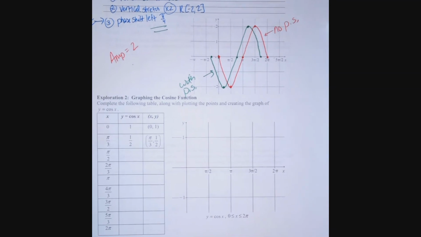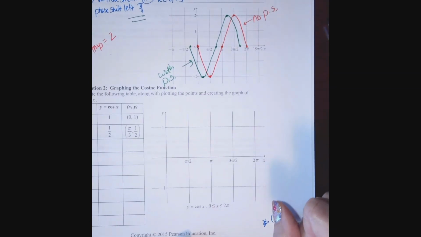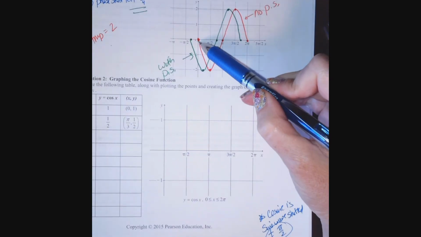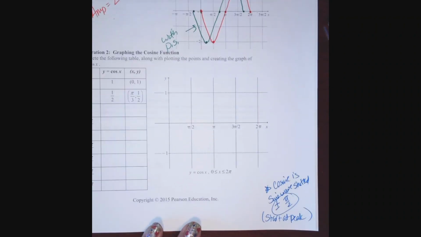All right, let's switch and do cosine. Cosine looks just like sine that has been shifted by pi half. So my cosine function, cosine is a sine wave shifted either right or left, depending on how you want to think about it, pi half. So where sine starts at center, cosine is going to start at peak. We're going to start at the peak with our graph.